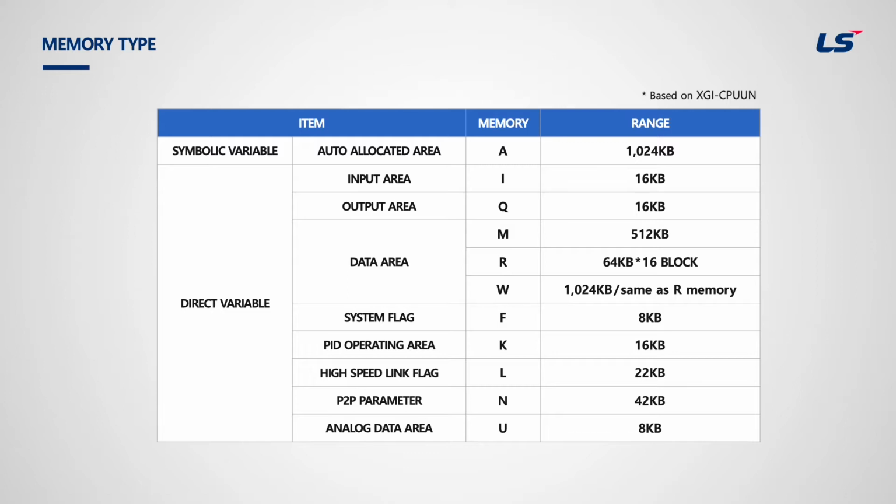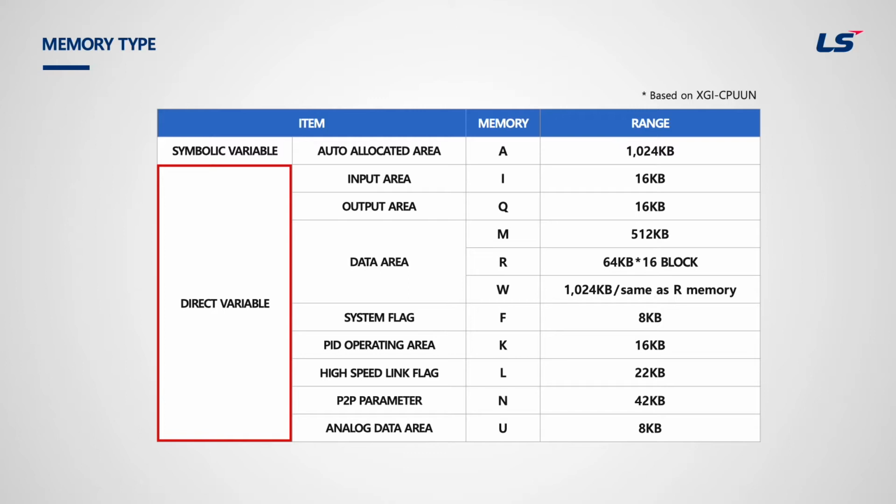If a user declares a variable without address, it is considered as symbolic variable, and it will be automatically allocated to A memory. Direct variables use the identifier and address without having to declare the variable name and type. Examples of using identifier and address for each memory will be shown shortly.